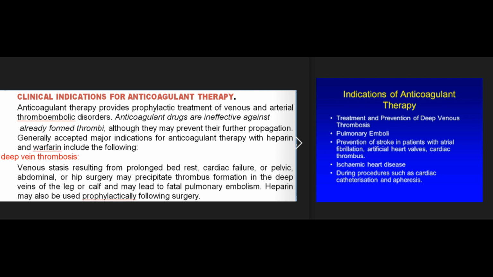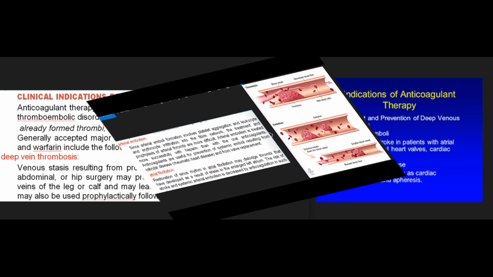Anticoagulant therapy provides prophylactic treatment of venous and arterial thromboembolic disorders. Anticoagulant drugs are ineffective against already formed thrombi, although they may prevent their further propagation. Generally accepted major indications for anticoagulant therapy with heparin and warfarin include the following: deep vein thrombosis. Venous stasis resulting from prolonged bed rest, cardiac failure, or pelvic, abdominal, or hip surgery may precipitate thrombus formation in the deep veins of the leg or calf and may lead to fatal pulmonary embolism. Heparin may also be used prophylactically following surgery.